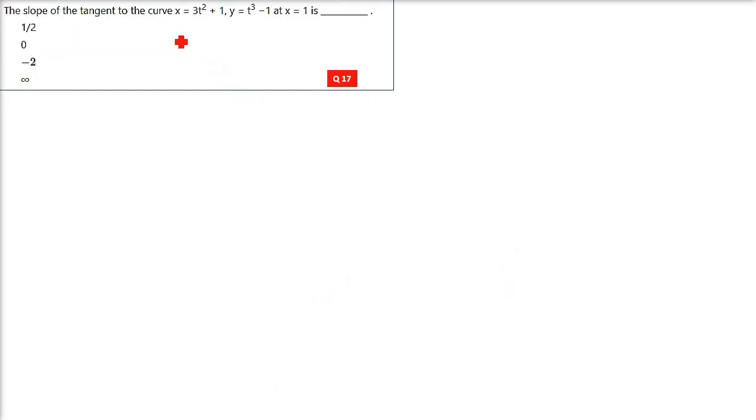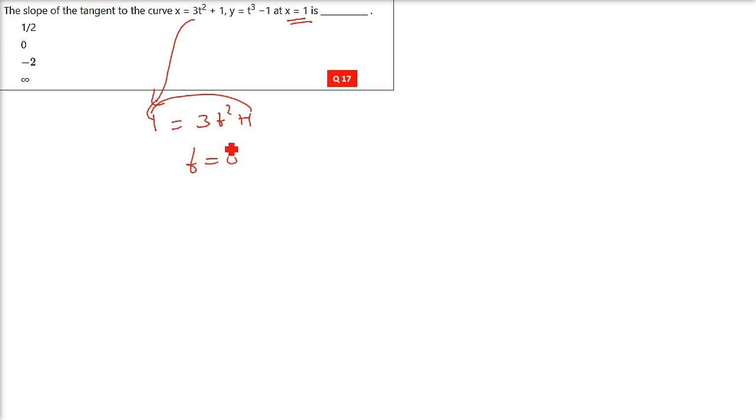The slope of the tangent to the curve, this one and this one, at x equals to 1. So this is quite clear to you. Already many of the questions have been done. x equals to 1 is already given. So you have already x equals to 1. So equate this x equals to 1 in 3t square plus 2 plus 1. So when you equate this, 3t square equals to 0, so t is equal to 0, right?